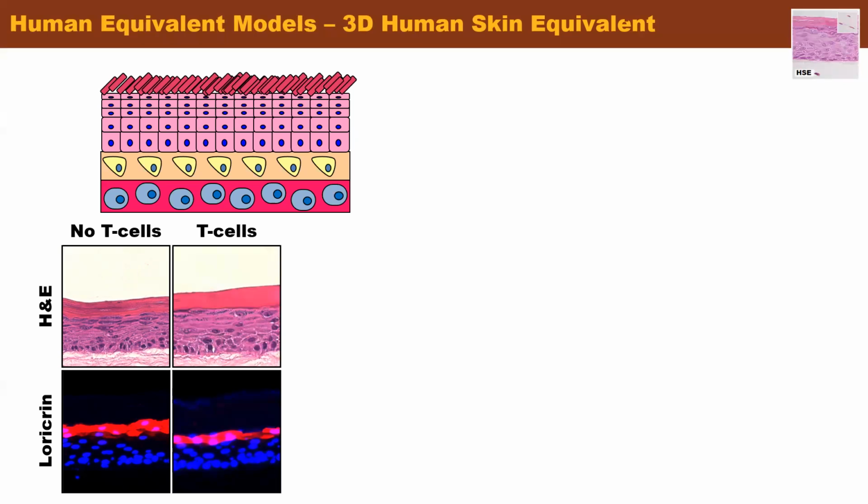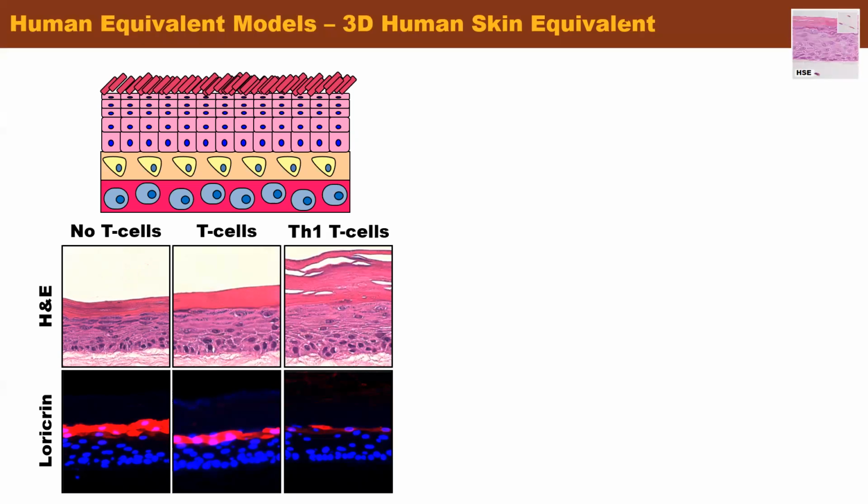The same phenotypes are noted when T cells are added to the cultures. However, when T cells are polarized, in this case as Th1, there are drastic changes in epidermal morphology described by a thickened stratum corneum, hypogranulosis, and a loss of loricrin expression, suggestive of a decreased barrier function.